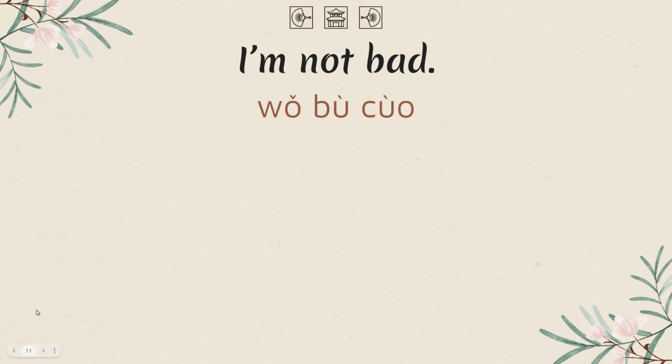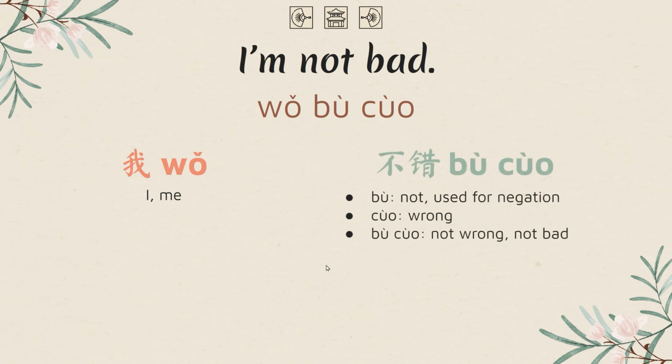Okay, let's move on. How would you say I'm not bad? 我不错. Let's break it down. 我不错. 不 is used for negation. 错 means wrong. So 不错 literally means not wrong, but here it means not bad. 我不错.